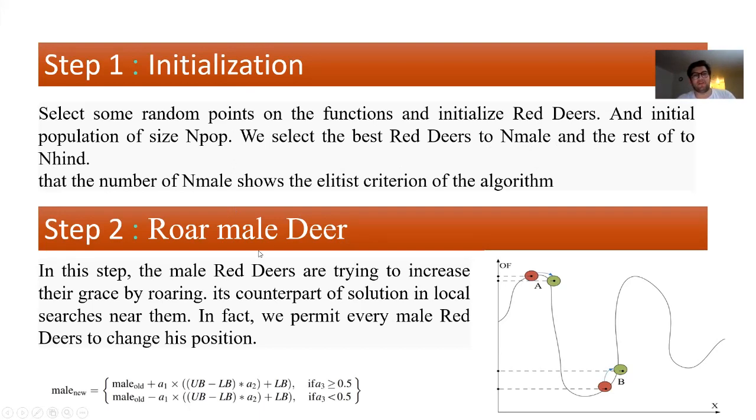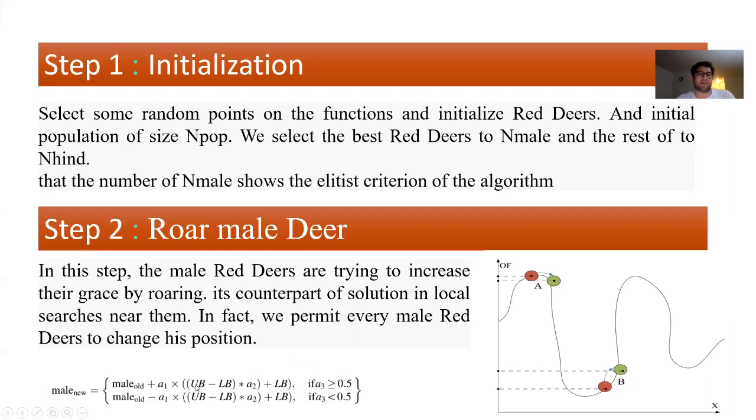The next step is roaring, which is a local search. It means that we give the male red deers the chance to do a local search around their solution. It is done randomly using such a formulation.